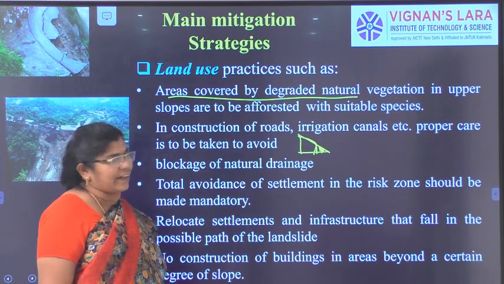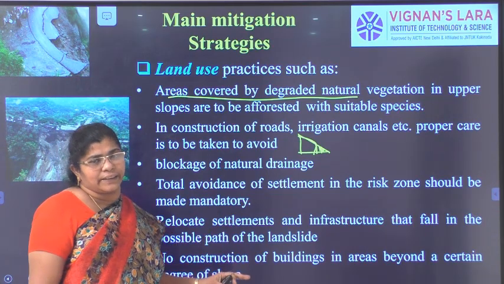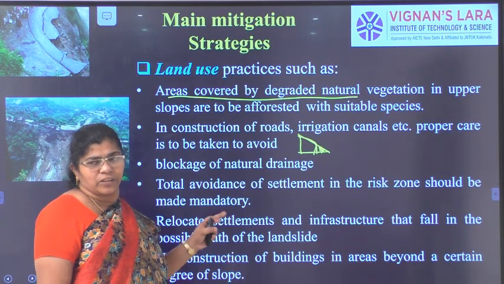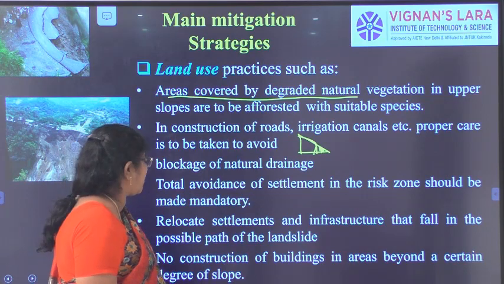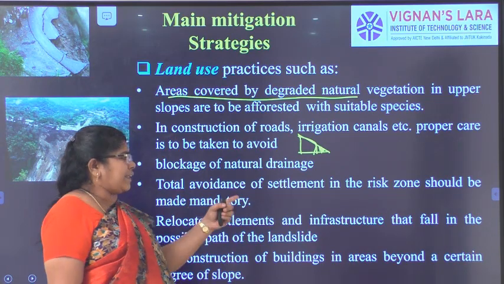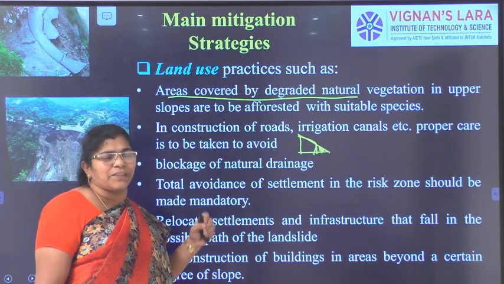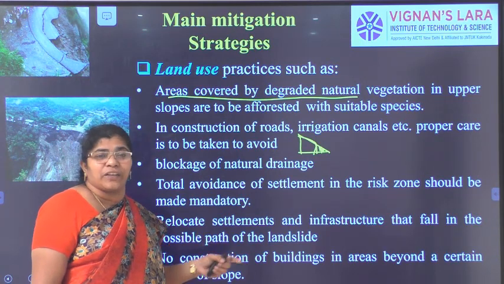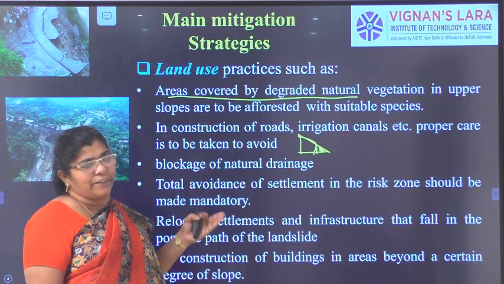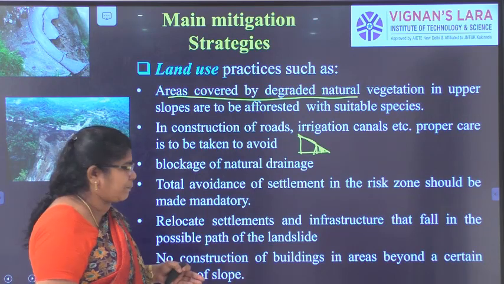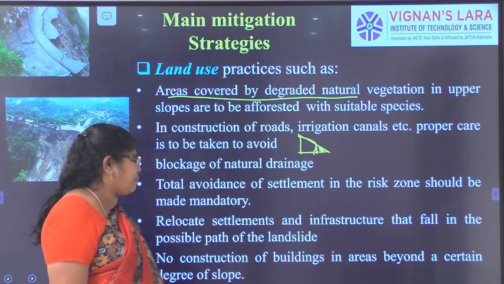Blockage of natural drainage. That is, natural drainage is blocked by the pipelines or the telecommunication lines, any lines, that is also a major failure. Total avoidance of settlement in the risk zone should be made mandatory. That is, there should not be any settlement in the risk zone. To avoid the settlements, we can have gunny bags there, or we can go for any fiber lining, everything we can go for. There are so many sophisticated methods, and reallocate the settlements and infrastructures that fall in the possible path of the landslide.